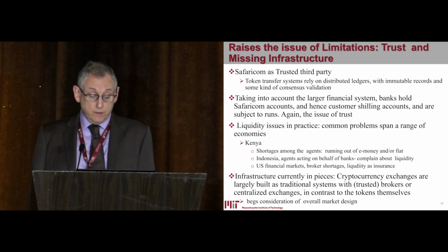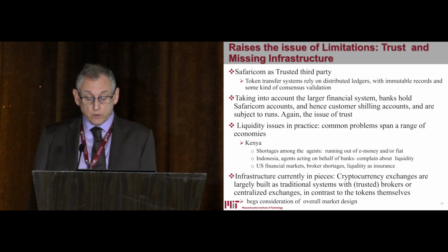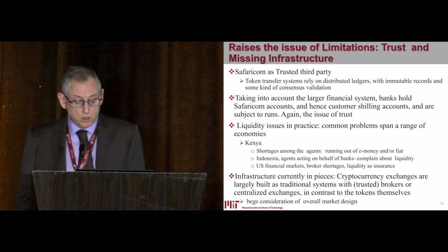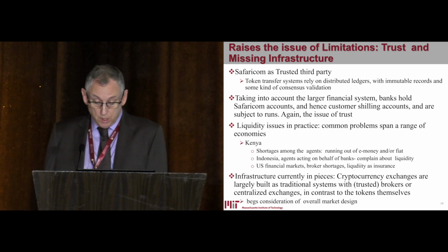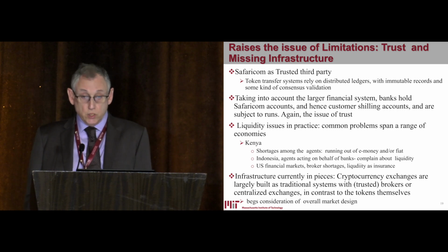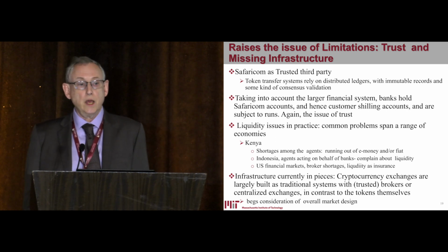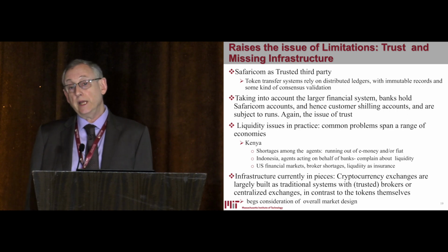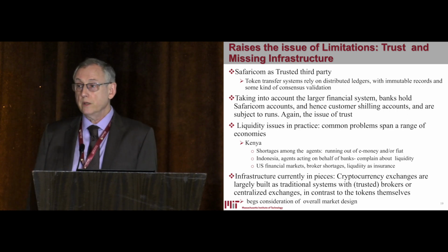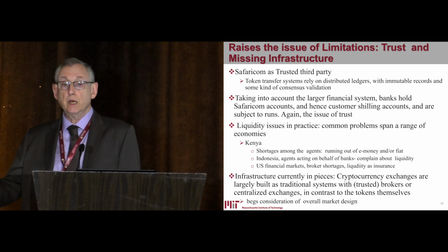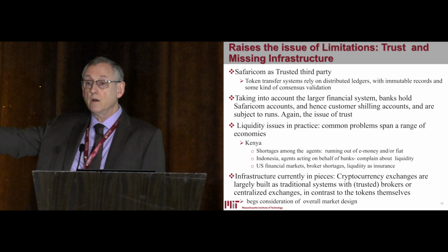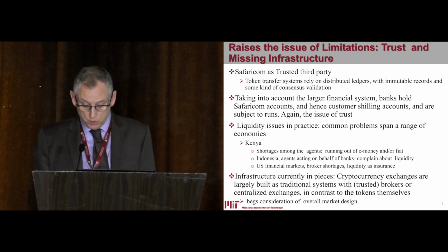The infrastructure is informal in Kenya, and currently and in general, infrastructure pieces are different from the cryptocurrency pieces. These tokens that I'm about to describe later are exchanged on cryptocurrency exchanges that are largely built up as traditional systems, namely with trusted brokers and so on. So people go to great lengths to create these tokens that rely on the absence of third parties for trust, and yet when they exchange them, they typically rely on traditional infrastructure. I'm not saying that it's good or bad, but it certainly begs the issue of what we would like to think of as an overall optimized design.